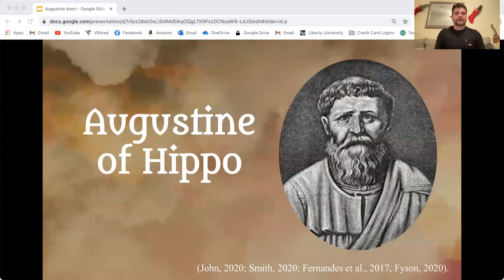So just a little bit about Augustine. He was born in 354 AD to a pagan father and a Christian mother, and due to his mother's prayer life, his father ended up converting back to Christianity, which is great for their family dynamic.